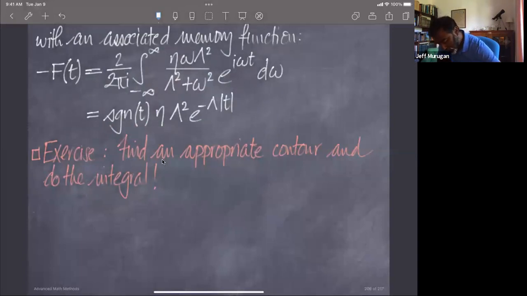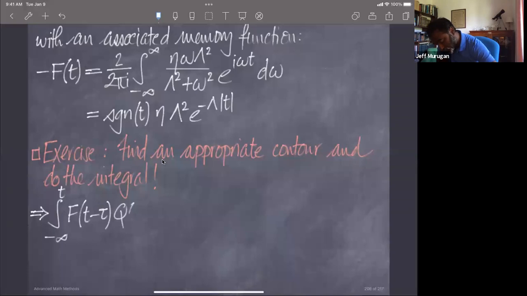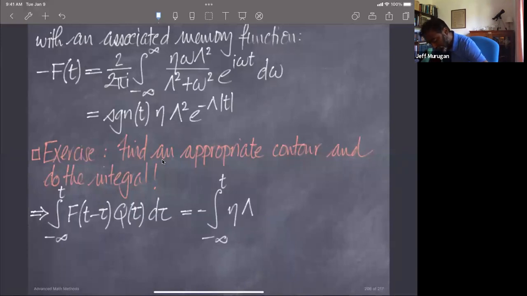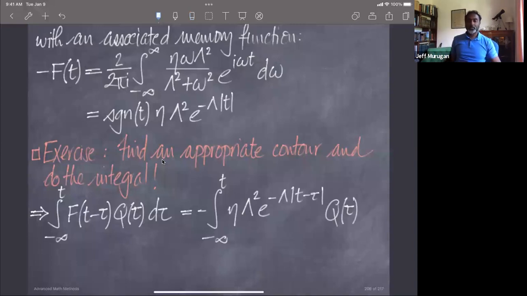Once I've done that, I can then move on and compute the integral that I really care about, which is the integral from minus infinity to t of f of t minus tau, q of tau d tau, which is minus the integral from minus infinity to t of eta lambda squared e to the minus lambda mod t minus tau, q of tau. Okay.